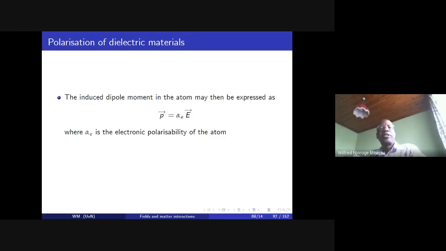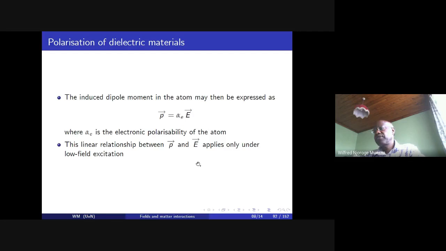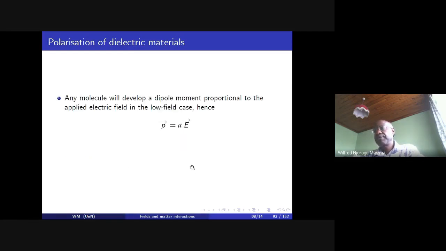epsilon multiplied by the applied field. Alpha epsilon is usually referred to as the electronic polarizability of the atom. The linear relationship is, however, only valid when we have low field excitations, not when E is very large.